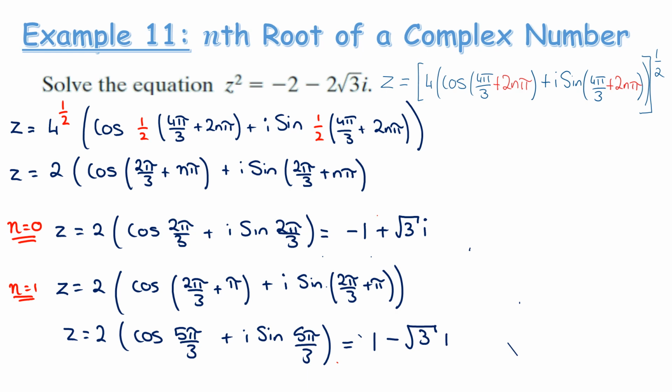So our two answers for z are minus 1 plus root 3i and 1 minus root 3i. And you'll notice that, and it's not a coincidence, those numbers and the way that they are, because there's only two different solutions, they effectively mirror each other. So we get that minus 1 plus root 3 and then a plus 1 and a minus root 3.